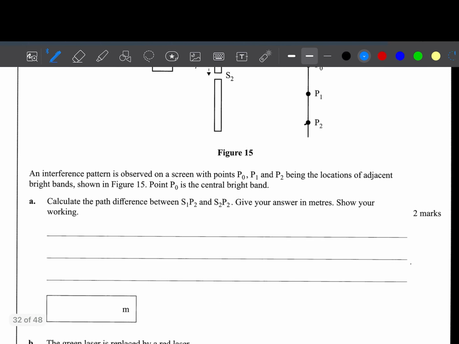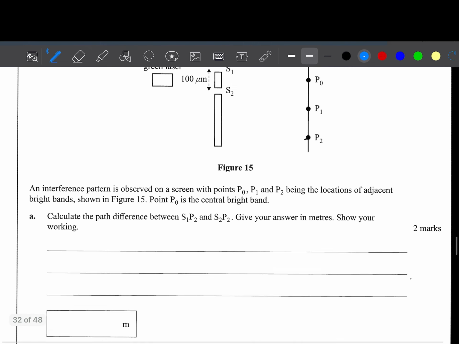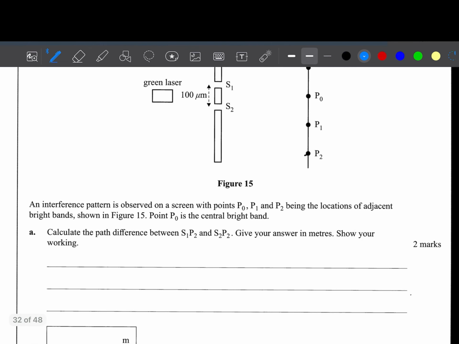An interference pattern is observed on a screen, with points P0, P1, and P2 being the locations of adjacent bright bands, shown in figure 15. Point P0 is the central bright band. Okay, so I'm a bit weak at this topic. I've forgotten quite a lot, but I'll still try.